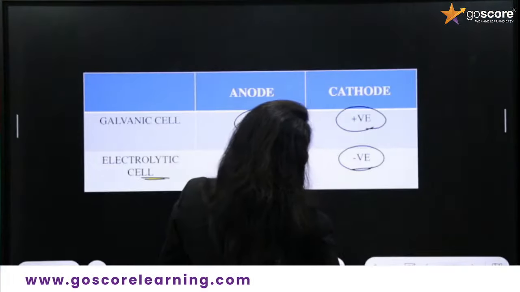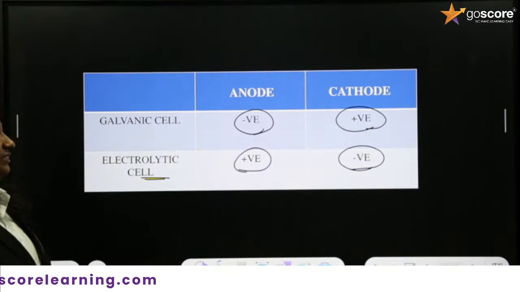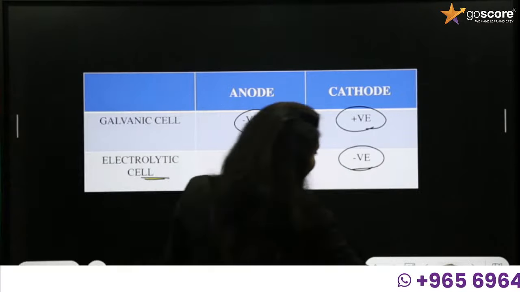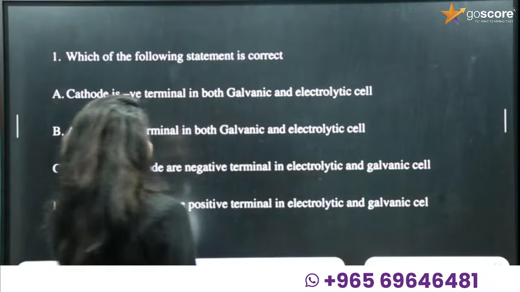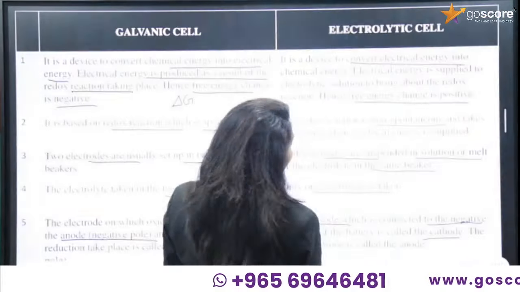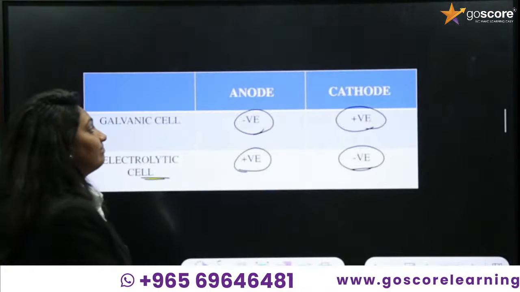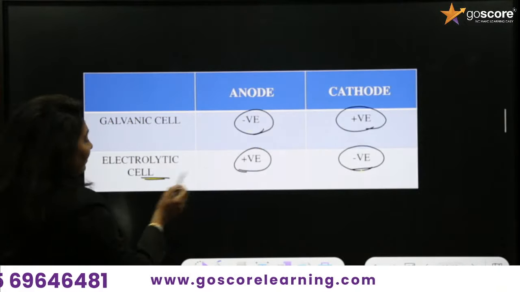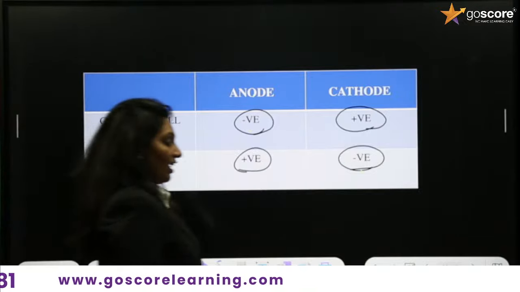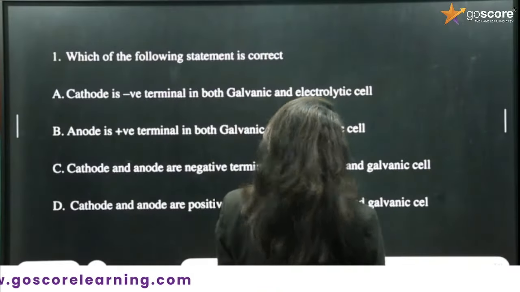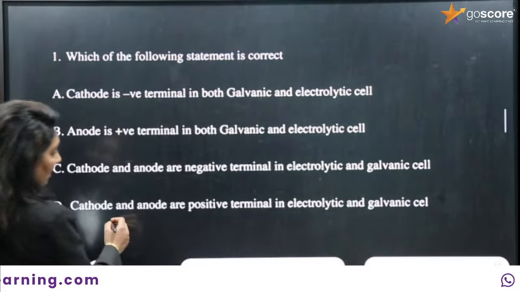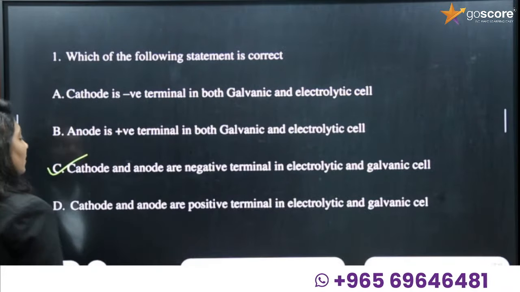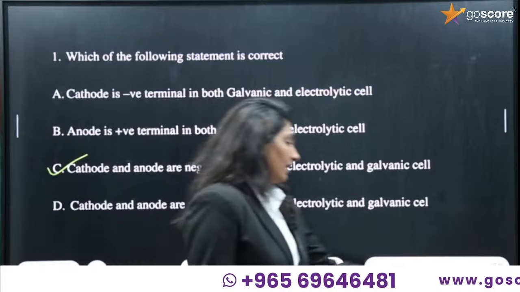I will show you one thing. See, cathode and anode in the galvanic and electrolytic cell, what will be your option? The cathode and anode are negative terminals in the electrolytic cell and galvanic cell. So which one will be your option? The option saying cathode and anode are positive terminals is wrong. Option C will be your correct answer.